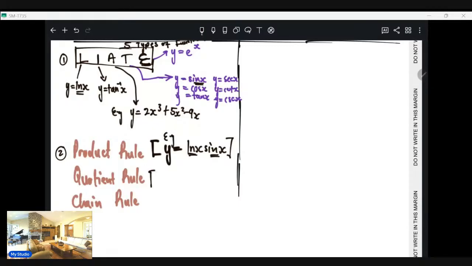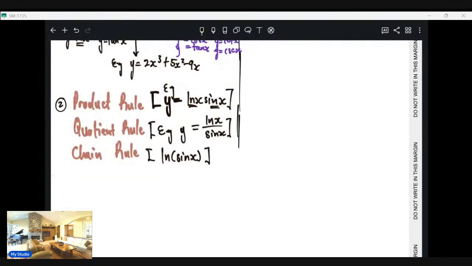And you should know how to use the quotient rule, which is when the functions are now dividing, right? ln x over sine x. You should know how to differentiate this. Then you should know the chain rule, which is when you say ln of sine x, when one is inside another. This is the third. Now, when you know this, it's not the end of the day.